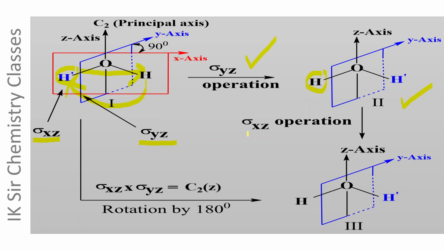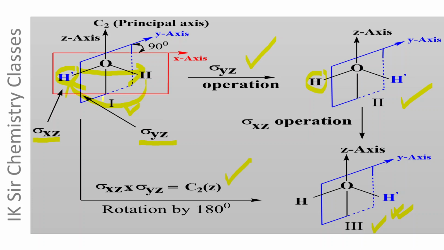Let us now apply sigma xz operation on this H2O molecule. If the H2O molecule is reflected through the molecular plane, there will be no change in the orientation and we get orientation number 3. Here sigma yz and sigma xz operations are applied successively on the H2O molecule. The orientation 1 can be transformed into orientation 3 directly by C2z operation.